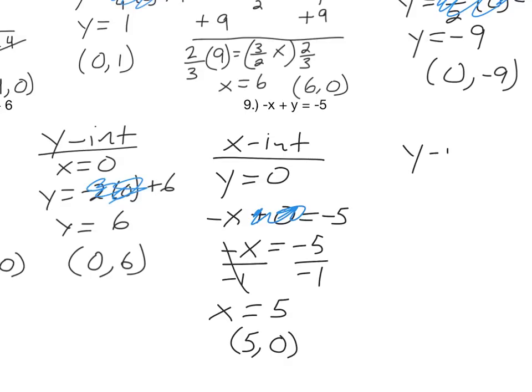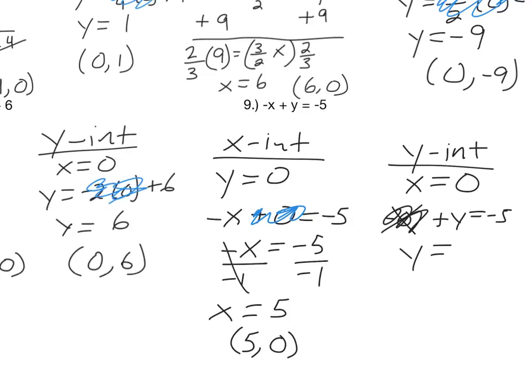What about your y-intercept? Well, for y-intercept, x has to equal 0. So anywhere you see an x, you place a 0. That'd be negative 0, which is just 0 plus y equals negative 5. Well, this again is just going to disappear, so it's just going to be y equals negative 5.